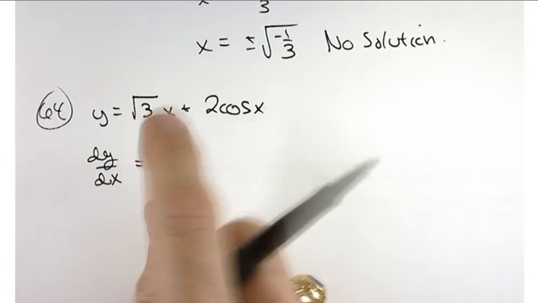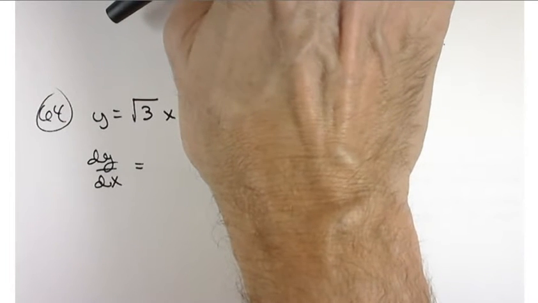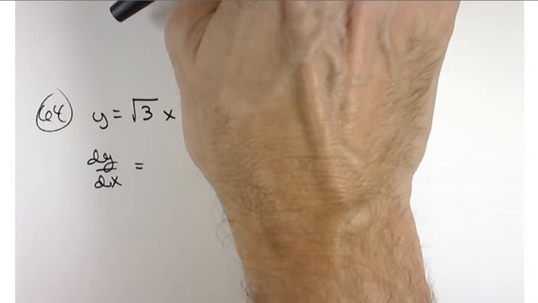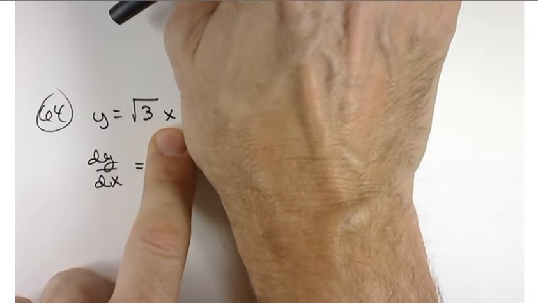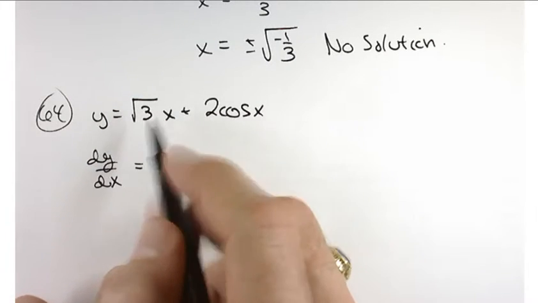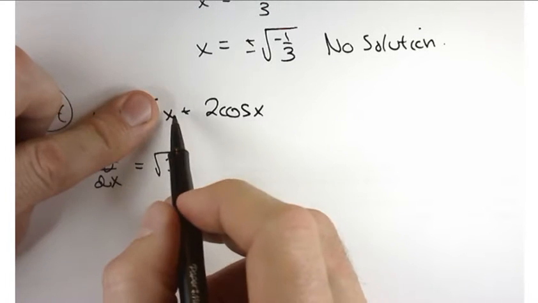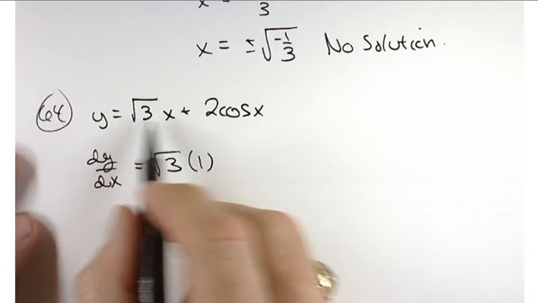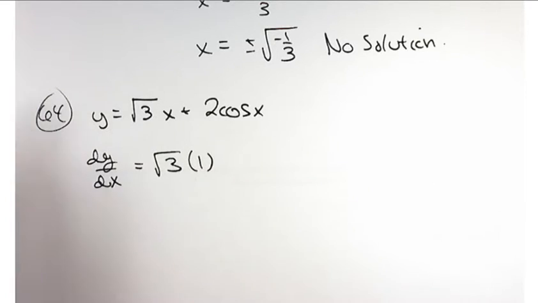dy by dx. Andrea, what's the derivative of the first part? Well, no. Put it all together. The derivative of x is 1, times the square root of 3. Just square root of 3. Because you differentiate that, you get a 1, and it's going to be the constant times the derivative of that. All right? Radical 3 is just a constant.